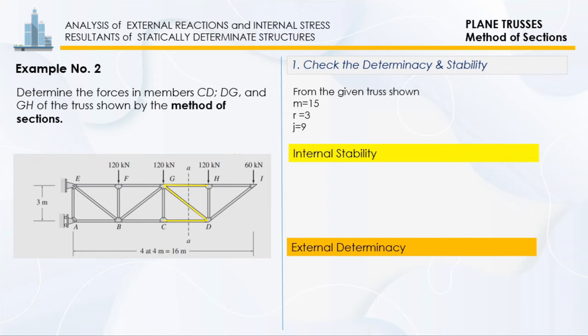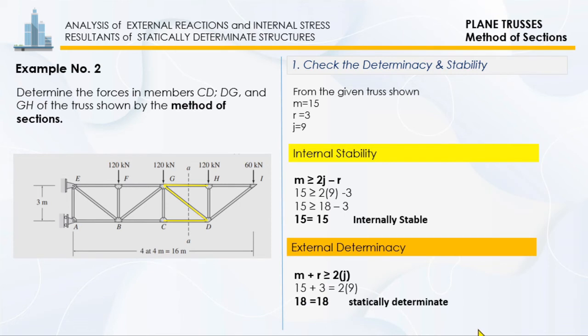Now, before we proceed sa ating computation, let us first determine the stability and determinacy of our given truss. So, the truss is composed of 15 members and 9 joints and is supported by 3 reactions. So, para malaman natin kung internally stable siya, we have M is greater than or equal to 2J minus R. Substituting these values and compute na din natin, we have 15 is equal to 15, meaning to say the given truss is internally stable.